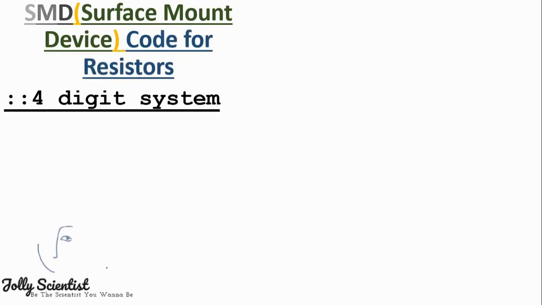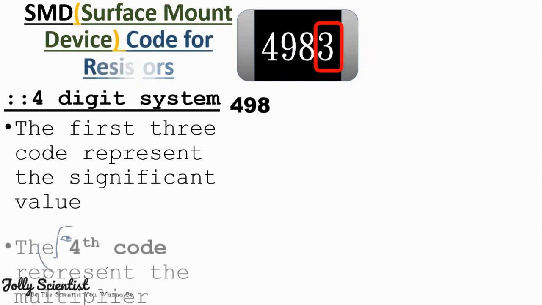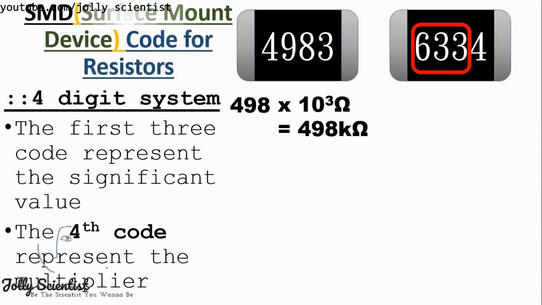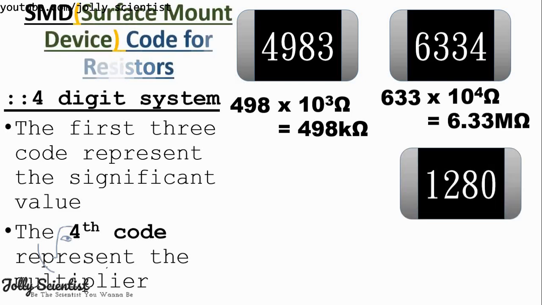For the 4-digit system, the first three codes represent the significant value, while the fourth code represents the multiplier. Let's try it again. 633 represents the significant value, and 4 is the power. Let's try another. 128 represents the significant value, and 0 is the power.